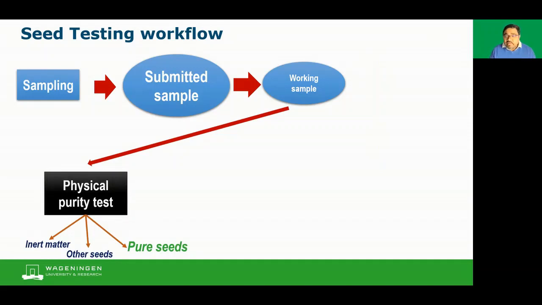I'll go into more details of the physical purity test, but in general, in the physical purity test, the working sample is divided into inert matter, other seeds, and pure seeds. The pure seeds are separated, and the other seeds that are not conforming to that species, and inert matter like broken seeds or mud balls or stones or plant parts, all these things are the inert matter. So it is separated, weighed, and percentages are calculated. So this is a physical purity test.